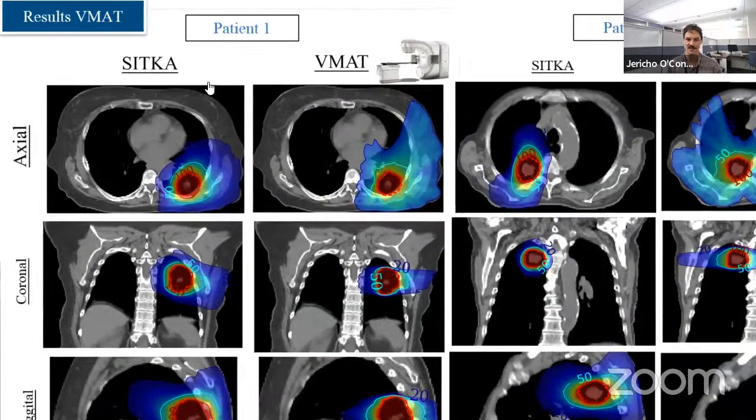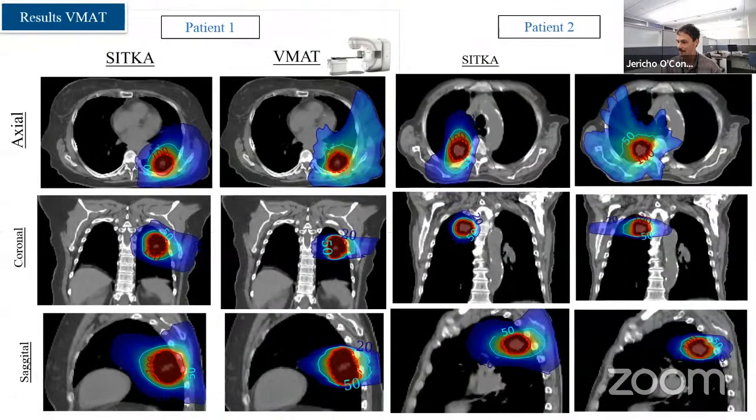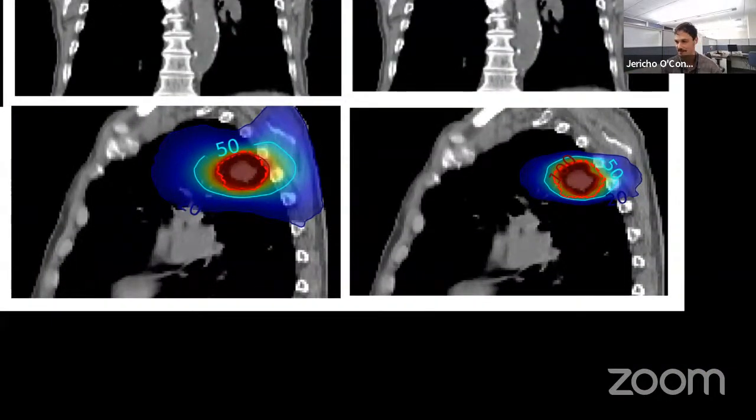So here's what they look like. If you compare in plane, in the VMAT plane, the plans look really good. And of course, this is because we use so many non-coplanar angles. When you look at the same plane as the VMAT, it tends to look quite good because you don't shoot through the spine like the VMAT does, and you don't shoot through the heart like the VMAT does. But when you look out of plane, you tend to see how much the low dose bath is extended using the SITKA treatment as compared to the VMAT treatment.